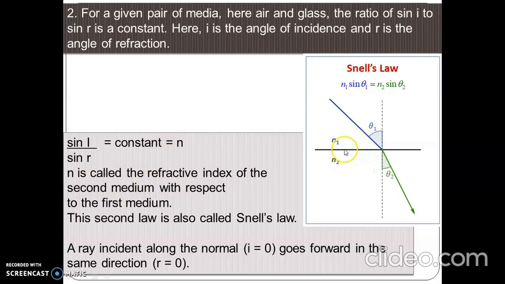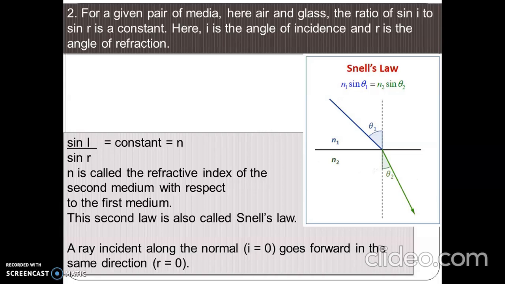Okay, so look at the diagram here. These two mediums are there. n1 is the refractive index of this particular medium, n2 is the refractive index of this medium. So later we will study refractive index. Right now you keep in mind that n is a symbol of refractive index. This is the second law, which is also called Snell's law. Okay, so the second law, which says that the ratio is constant, is also called Snell's law.